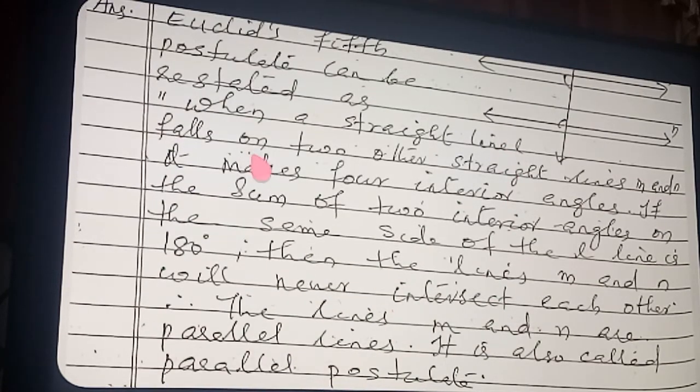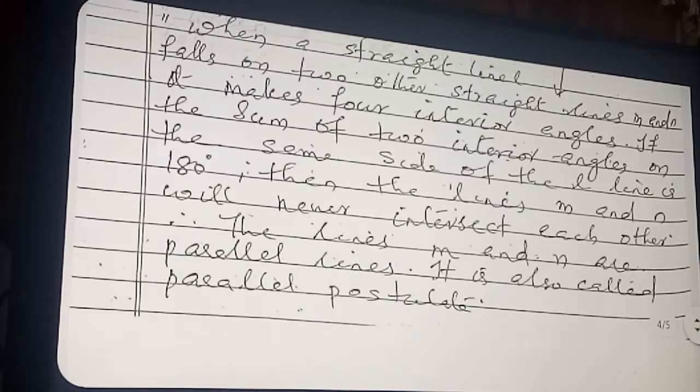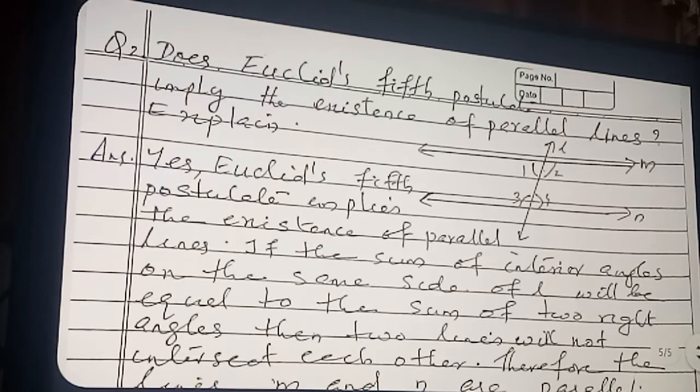See here. Once more, read and see by yourself. Therefore the lines M and N are parallel lines, and it is also called the parallel postulate. In any of the questions, if the parallel postulate is asked, write this one. Clear? Okay. Then move to the next one. Question number 2, last one. Does Euclid's fifth postulate imply the existence of parallel lines? Sure. That only we explained in the previous one.